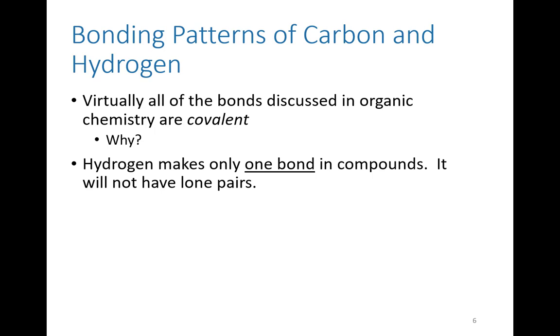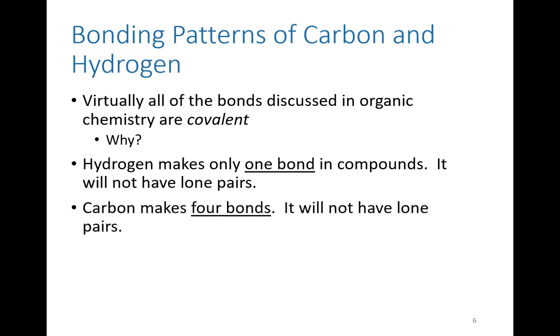Now, hydrogen, as we've already seen, makes only one bond in any of its compounds, and we will never encounter lone pairs on hydrogen atoms. It's vitally important to understand that carbon will always make 4 bonds in all of the chemicals that we're going to be talking about from here on out. So that's a very important bonding pattern, probably the most essential for understanding the material that's coming up.